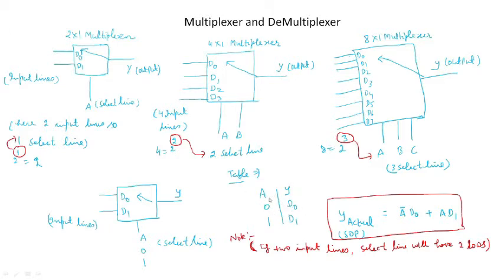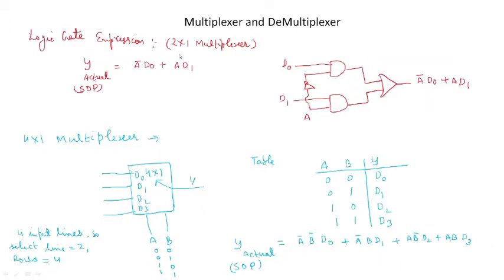So here your actual output will be, we will write here the SOP form for the output. A is here 0, so it will be written as A bar, and it will be written as D0 as it is. So A bar D0 plus, 1 is here, so it will be written as A, and D1 is here, so it will be written as AD1. So Y actual will be the SOP form of the table, and for the 2 by 1 multiplexer you can see that it is equal to A bar D0 plus AD1.